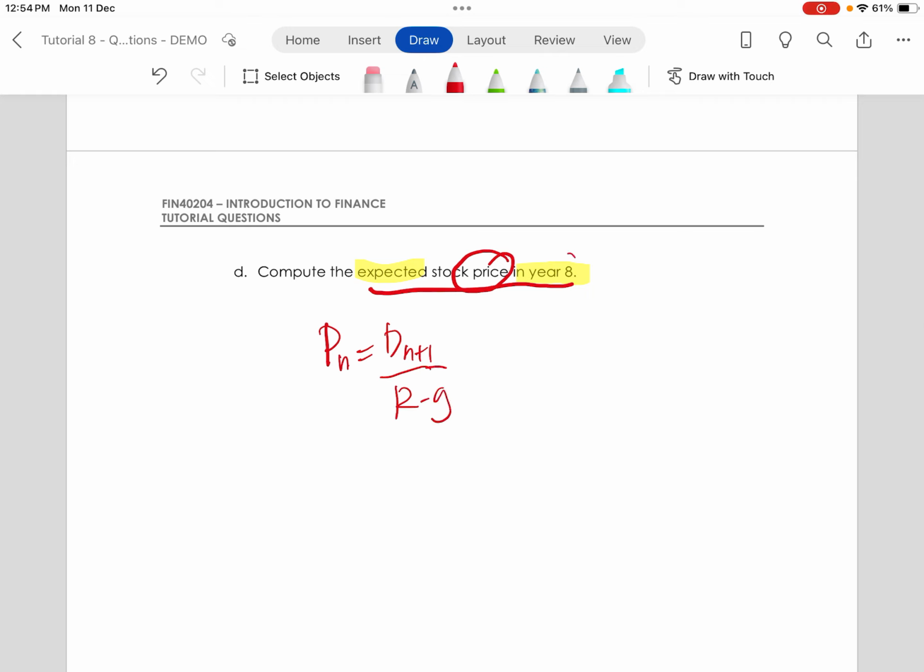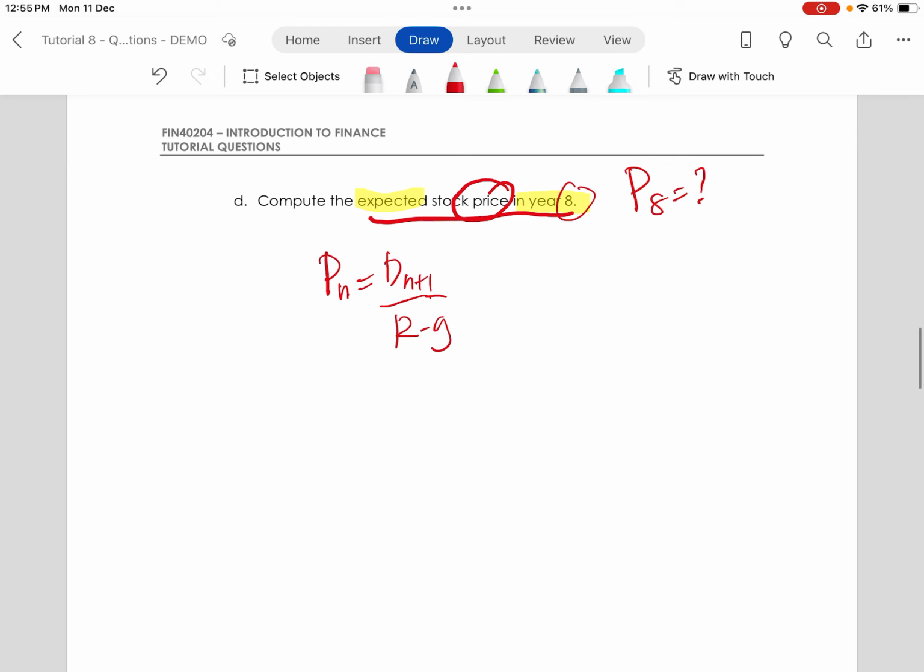Okay, so this one is actually P8. You want to determine P8. Look at the formula, this one, right? N plus 1, this is N. Meaning, in this question, I want to find the share price at year 8. Therefore, the dividend must be from year 9, meaning D9.